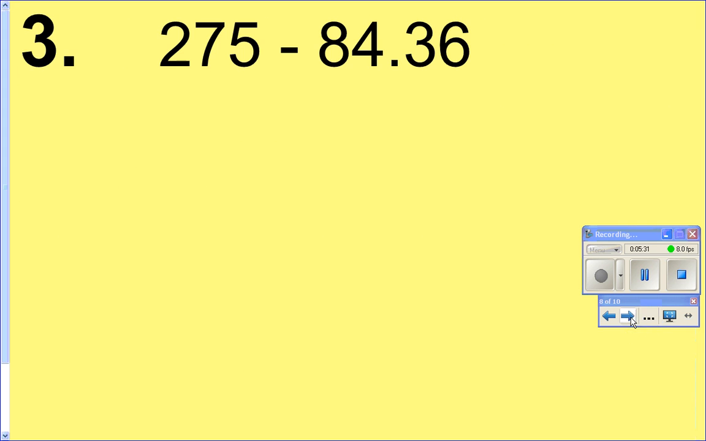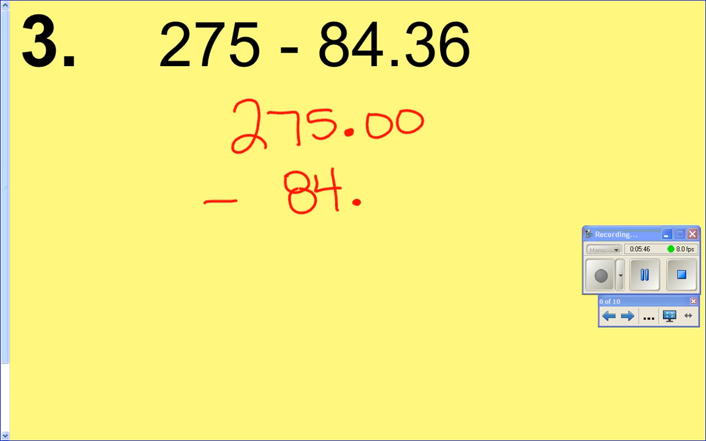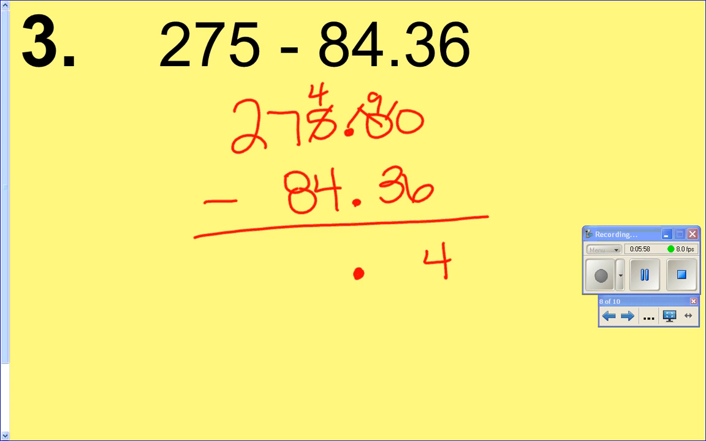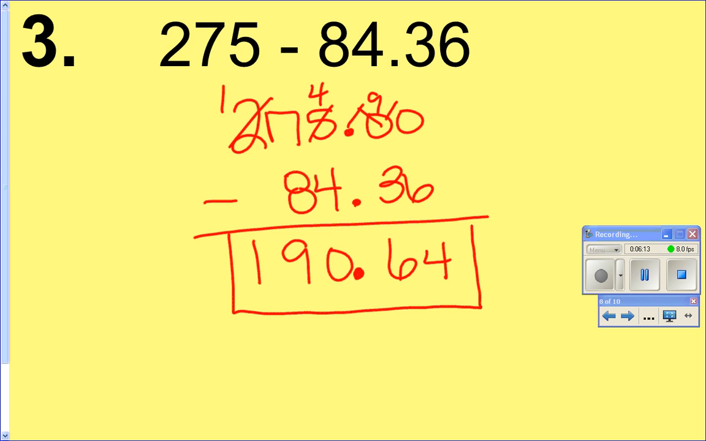Let's do our next one. 275 minus 84 and 36 hundredths. Remember, the decimal goes at the end of any number if you do not see it. So you have a decimal and 2 zeros. Minus 84 and 36 hundredths. Bring your decimal straight down. Borrow from the 5. Borrow and borrow. 10 minus 6 is 4. 9 minus 3 is 6. 4 minus 4 is 0. So we're going to borrow from the 2 to get 17. 17 minus 8 is 9. 1 minus 0 is 1. So the answer to this problem is 190 and 64 hundredths.